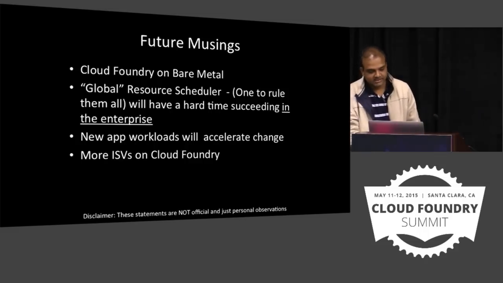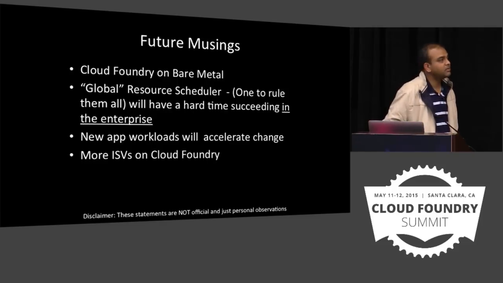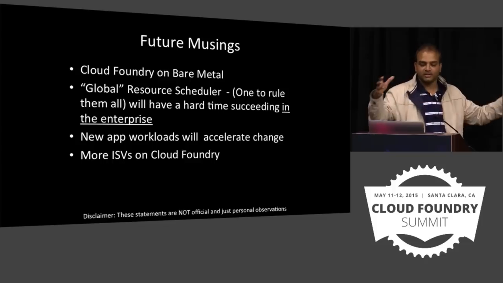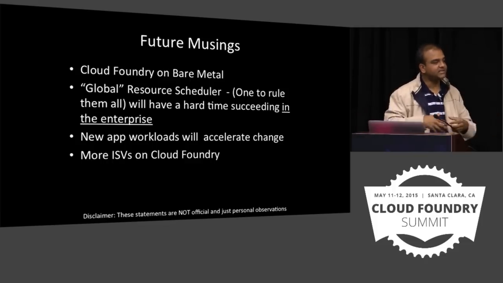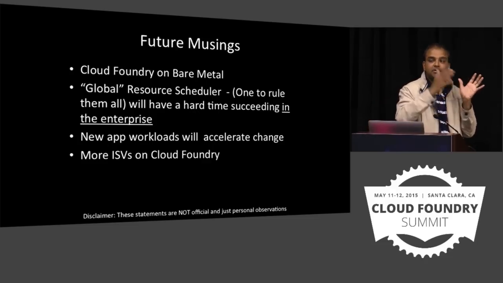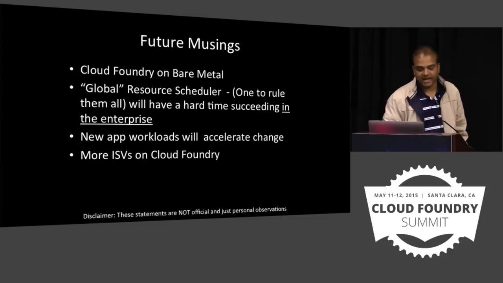Number one. Second, you may want a global resource scheduler, one that will rule them all, to be able to manage across all of them. It's nice to do. If you're Apple, you can pull it off when you're building a cloud, but it's very hard to pull off in the enterprise, because even if you want to bring the infrastructure together, the political silos are not going to make that happen.